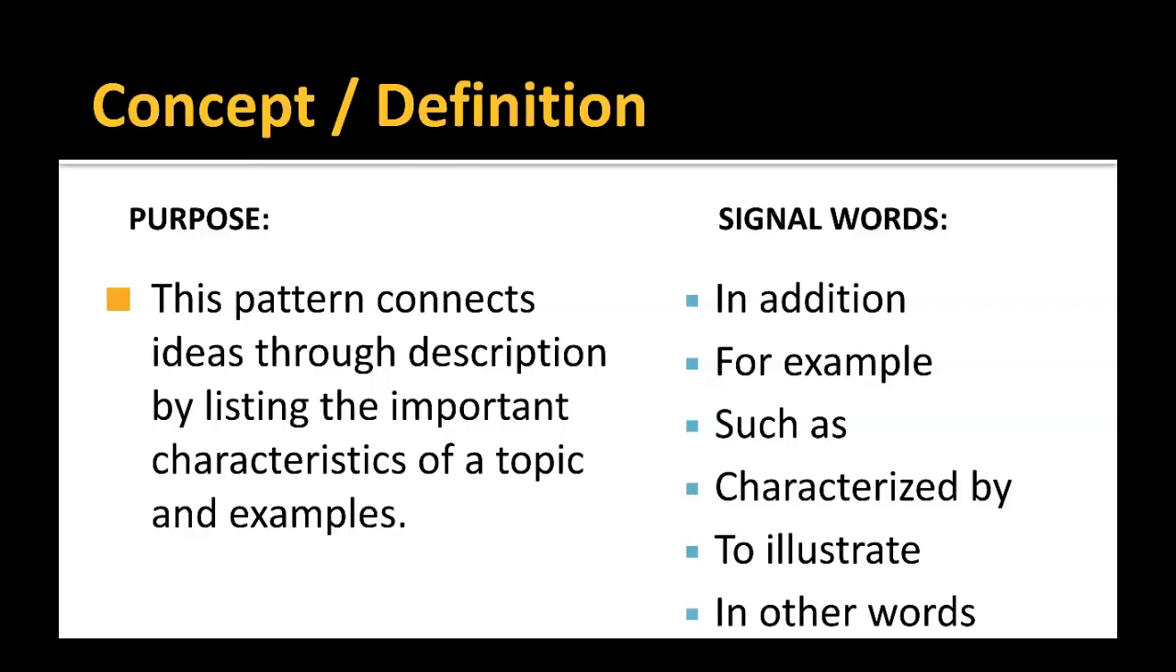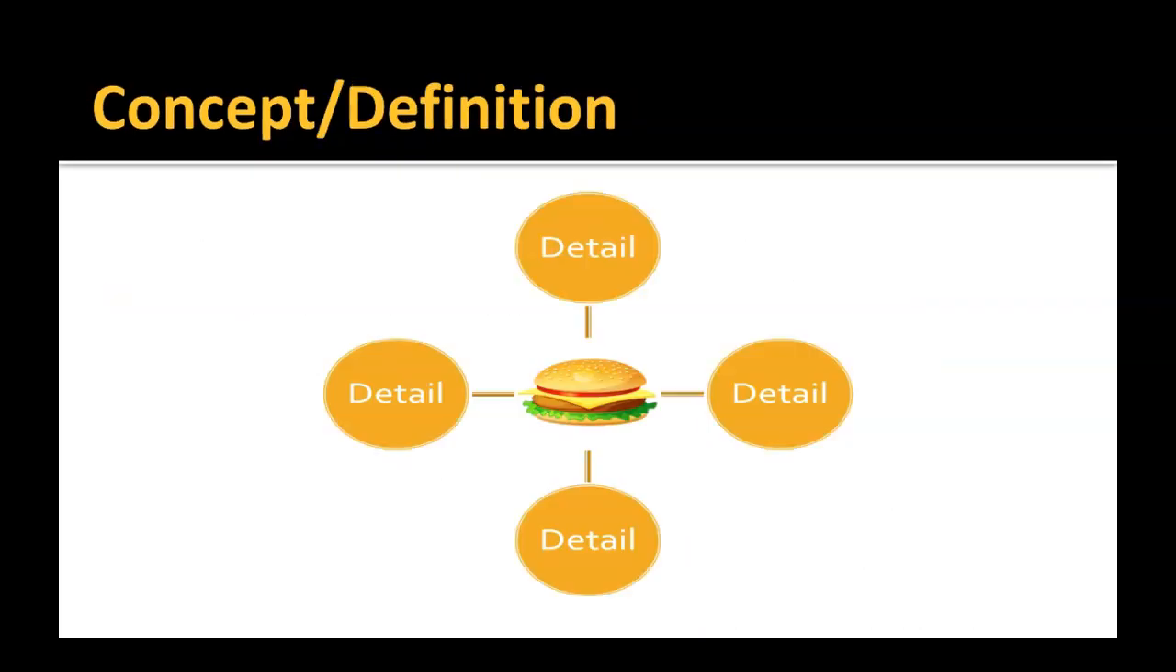Okay, first one, concept definition. This is when you have something like a Wikipedia entry, like what is a zebra? Well, a zebra has stripes. In addition, it is similar to a horse. It is characterized by blah, blah, blah. You're just giving some examples about what something is. So if we're doing this for hamburger, what would you say is the definition of a hamburger? What does every hamburger have to have?